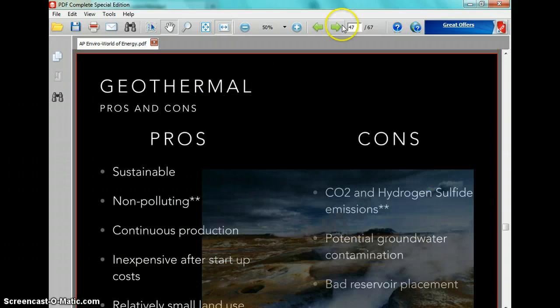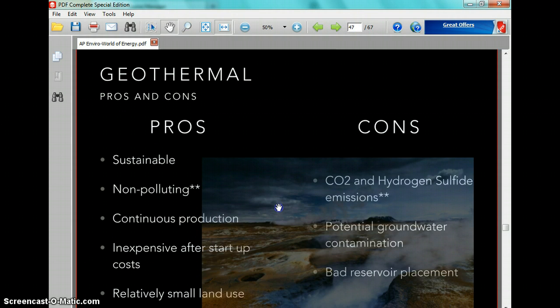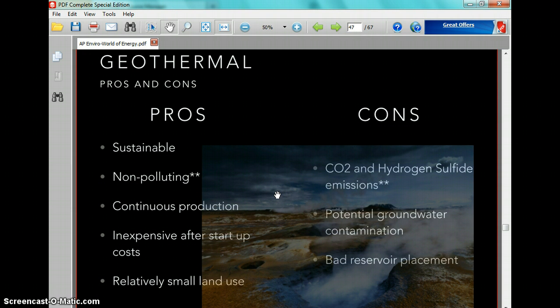Okay. Pros and cons of geothermal energy: it's sustainable. Some say it's technically non-polluting. It does, as I have listed under the cons, emit CO2 and hydrogen sulfide, but it has less emissions than other sources of energy, so it's considered non-polluting, even though it does pollute somewhat, but it's less. There's continuous production. It's inexpensive after startup costs, and you use a relatively small amount of land.